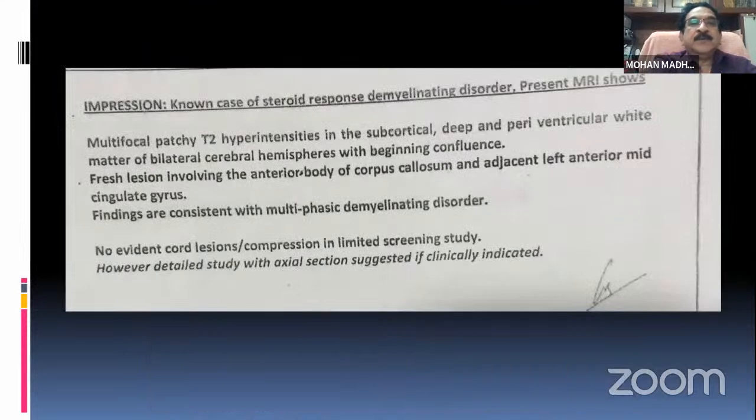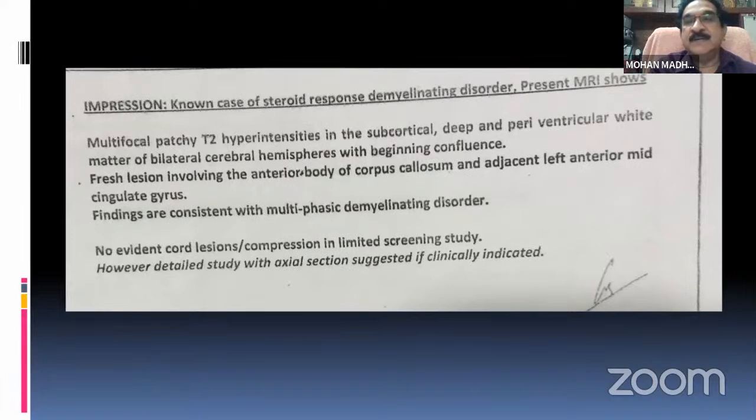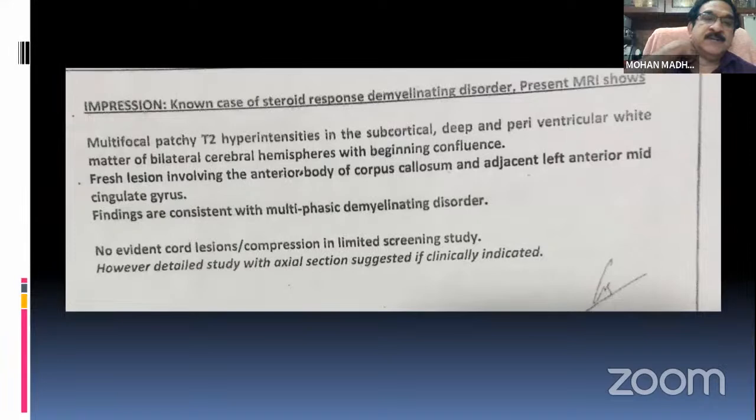So, known case of steroid-responsive demyelinating disorder. Present MRI shows multifocal patchy T2 hyperintensities in the subcortical and deep periventricular white matter of bilateral cerebral hemispheres with beginning confluence. Fresh lesion involving the anterior part of the corpus callosum and left anterior mid cingulate gyrus, which I couldn't see in the previous MRI. Findings are consistent with a multiphasic demyelinating disorder. No evident cord lesions, limited screening study.